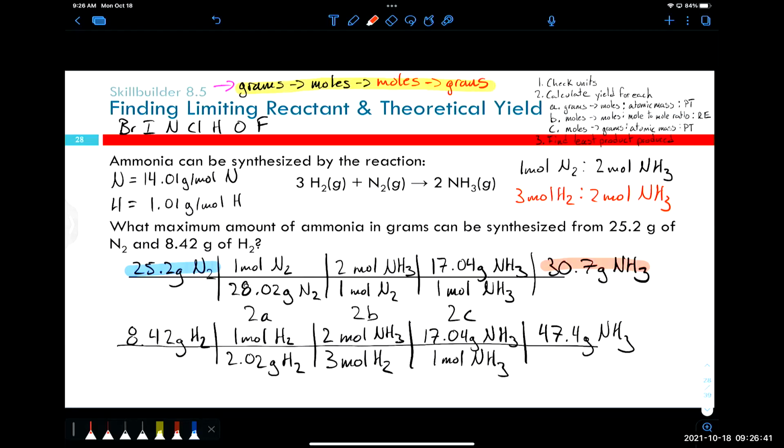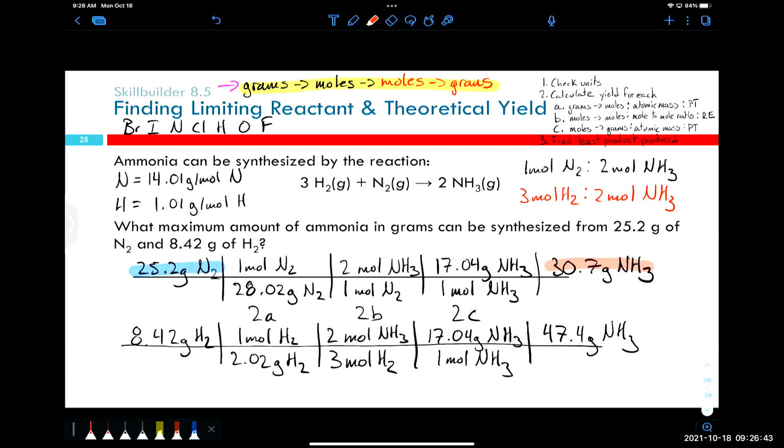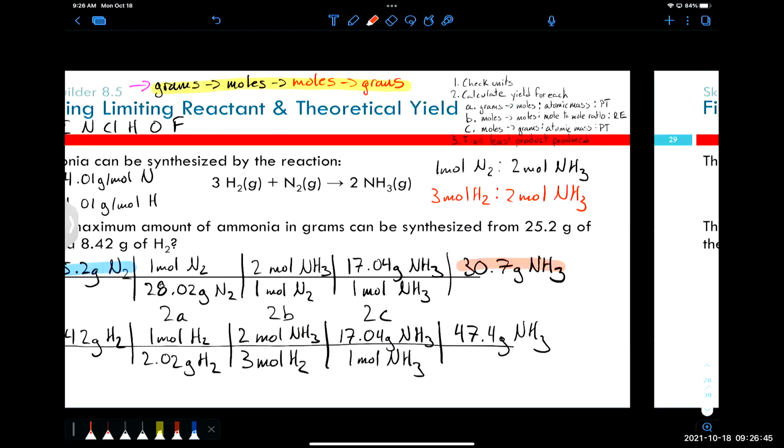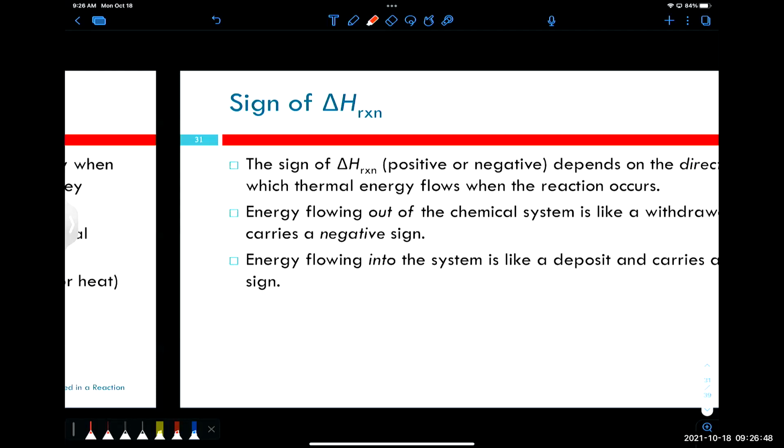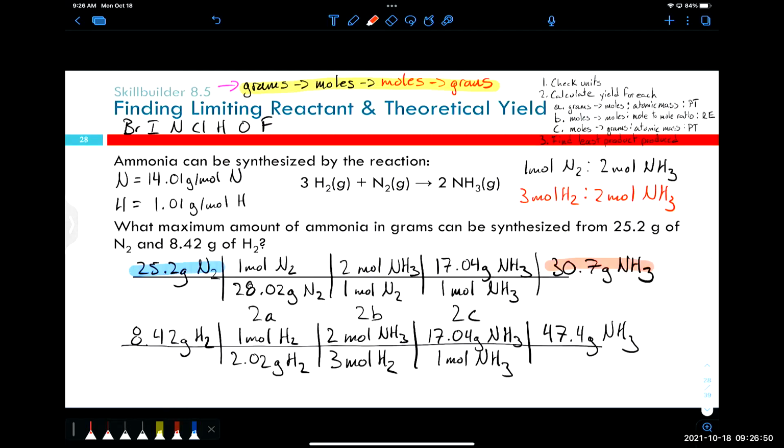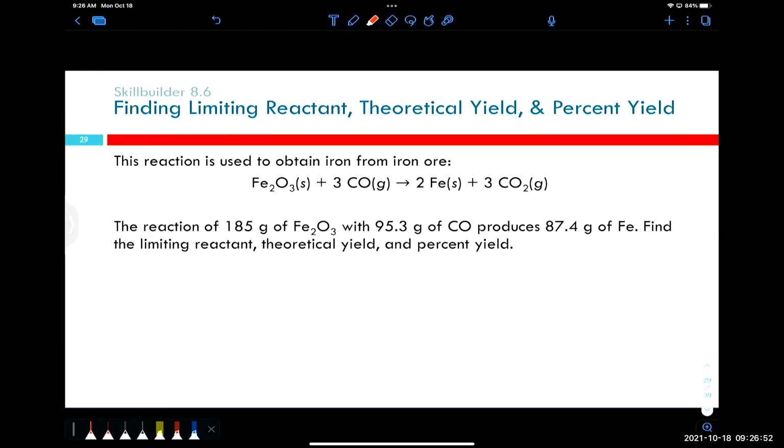Okay. Let's see if there's anything else. Oh, right, enthalpy. Okay. I'll have to check real quick. I forgot to check if enthalpy is in your book. I think it might be.